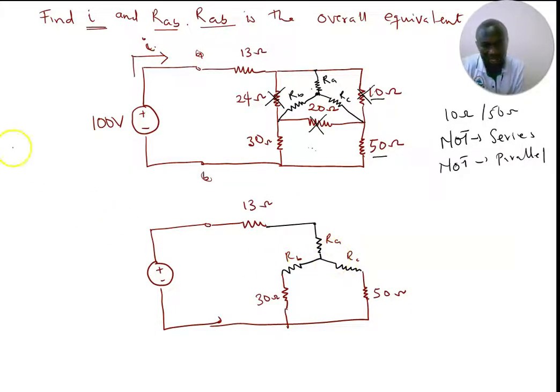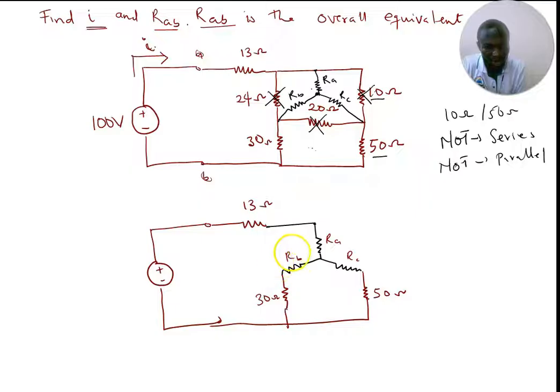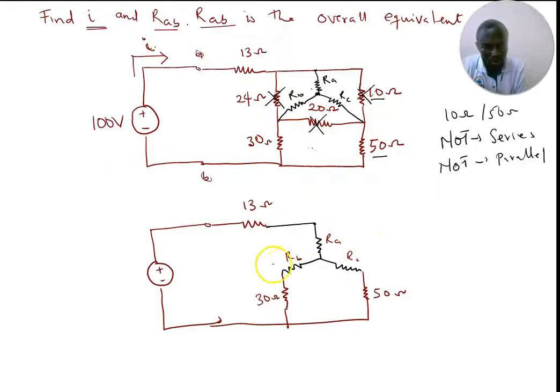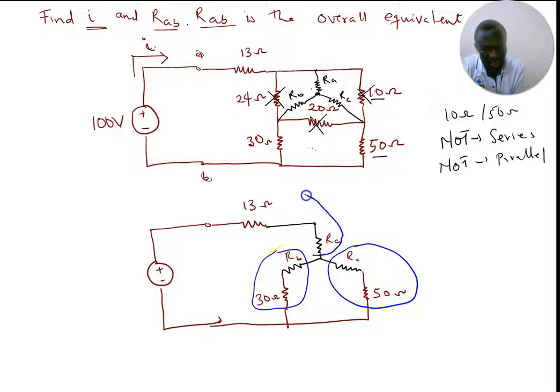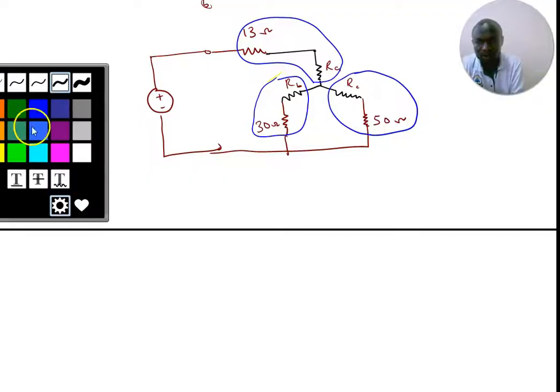You get it? Now what do we see here? We can clearly see that these two resistors, let me change the color. Let me use blue. These two resistors, they are in series. These two resistors are also in series. And these two resistors, they are also in series. So now we can reduce the circuits. Now let's reduce the circuits.